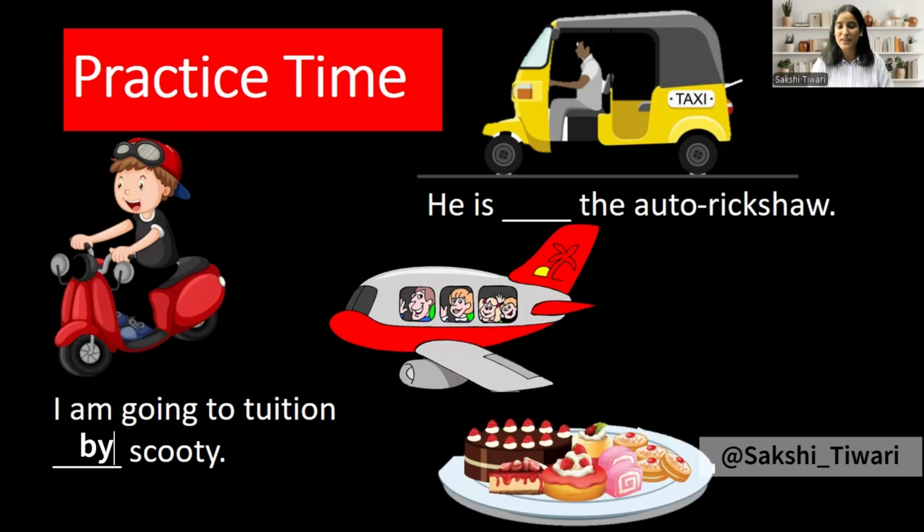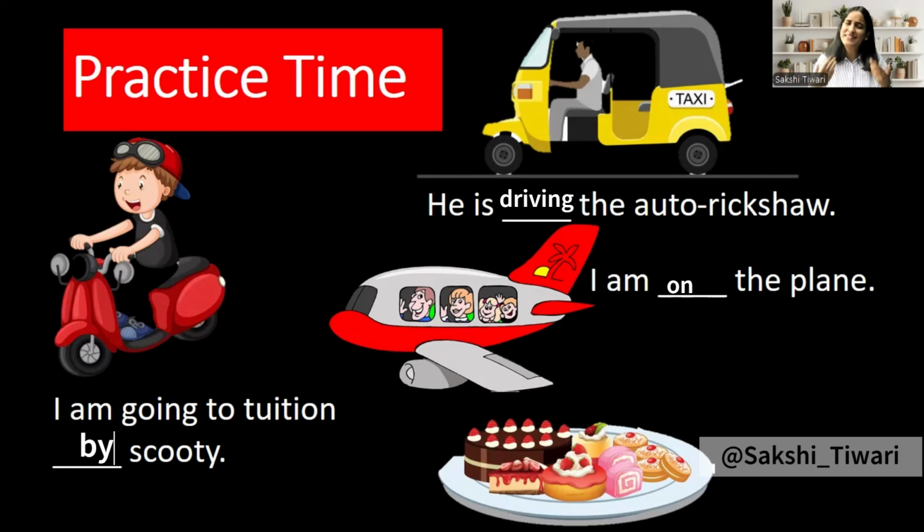What about the next one? He is dash the auto rickshaw. He's driving or riding? He is driving the auto rickshaw because he's sitting inside it. It's not open. The next one is: I am dash the plane. In the plane or on the plane? I am on the plane. Why "on"? Because a plane is a shared vehicle. If you're in your private jet, then that's a different story. But if you are in the public one, then of course we use the preposition "on" and not "in".